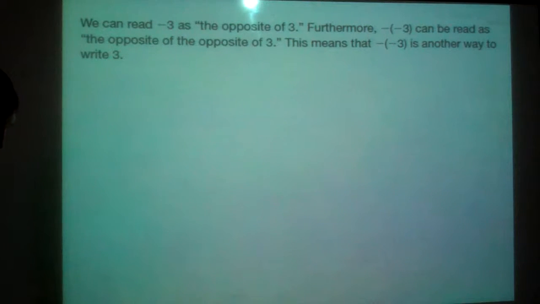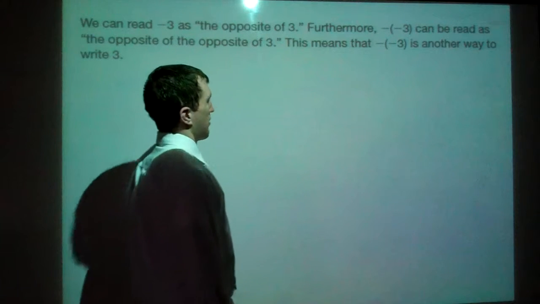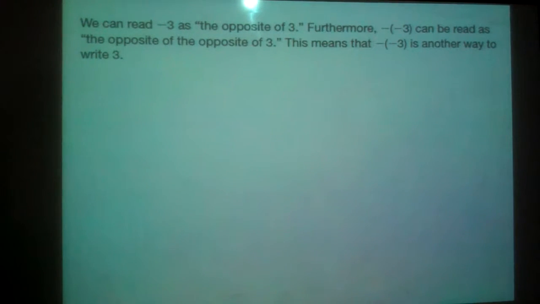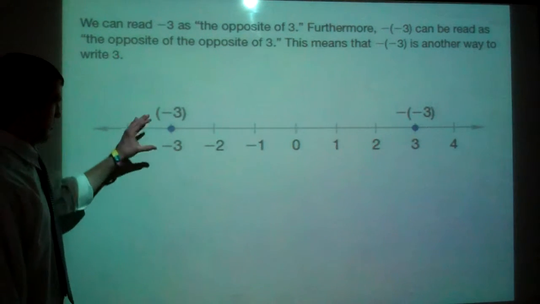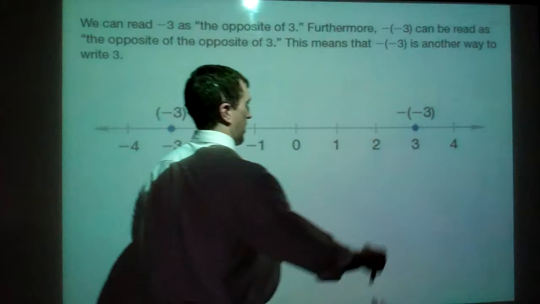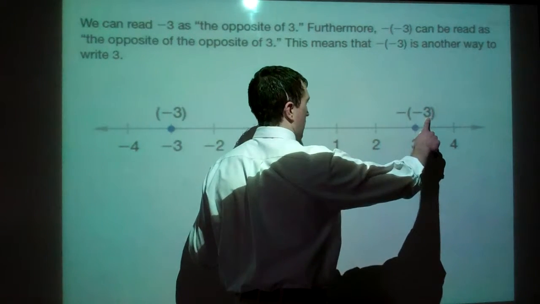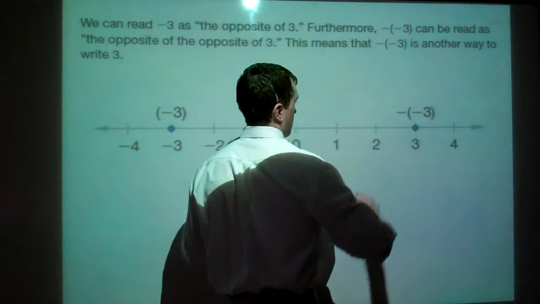So knowing that, we can read -3 as the opposite of 3. Furthermore, the negative of -3 can be read as the opposite of the opposite of 3. So this means that -3 is another way to write +3. Sounds kind of confusing. This is what it looks like. The opposite of 3 is -3. The opposite of -3 is 3. So that's kind of what we're thinking of.